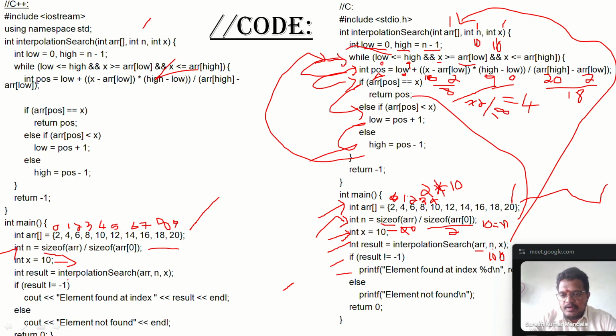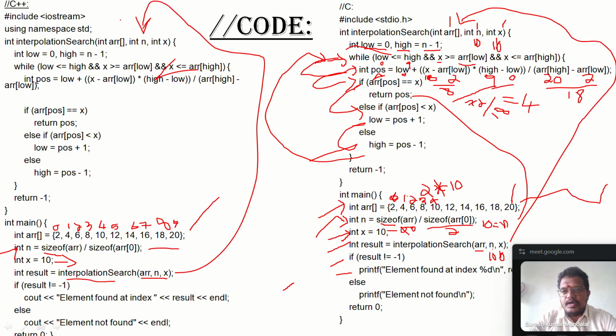Next, we call the interpolation search method using the 3 parameters: arr, n, and x. arr will be assigned all the values, n will be assigned the number of elements present, and x is the target variable. These 3 parameters are passed to the called function.